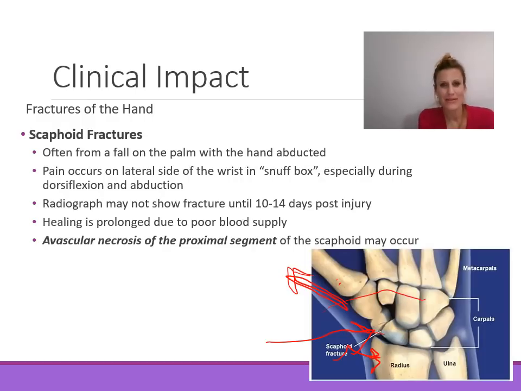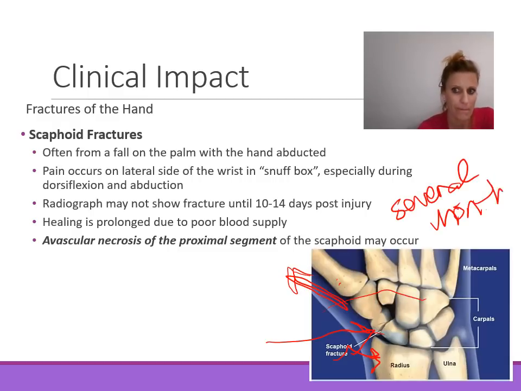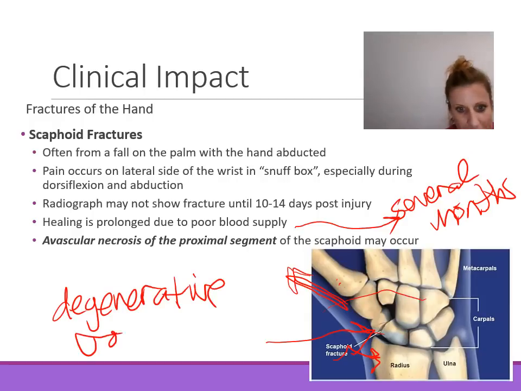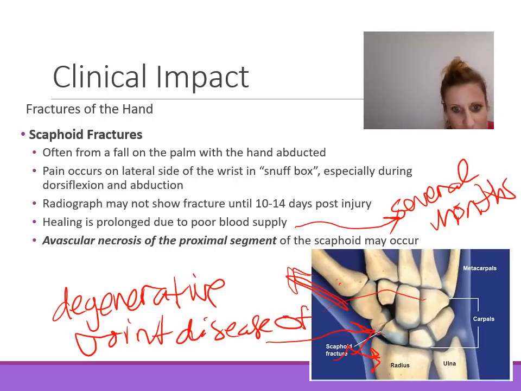There's a poor blood supply in the area, so healing takes time, and it can take several months for the fracture to heal. Avascular necrosis of the proximal segment is possible. Again, because of the poor blood supply, the tissue can get necrotic. If there's avascular necrosis, this can end up leading to degenerative joint disease of the wrist.